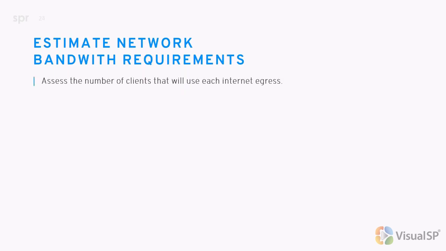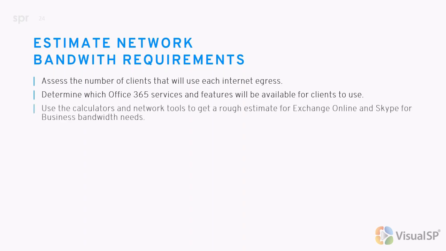You can take it a little bit step further by trying to estimate your network bandwidth requirements. You can assess the number of users that you're going to have that are going to be accessing the internet through Office 365, determine which services and features they're going to be using, and then there's a number of calculators and network tools to get a rough estimate for the bandwidth needs.